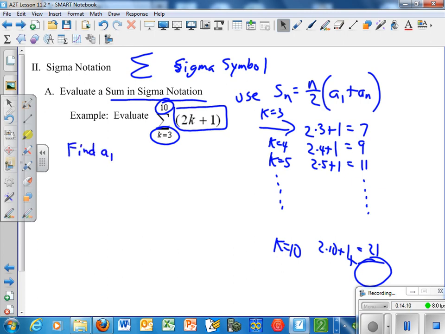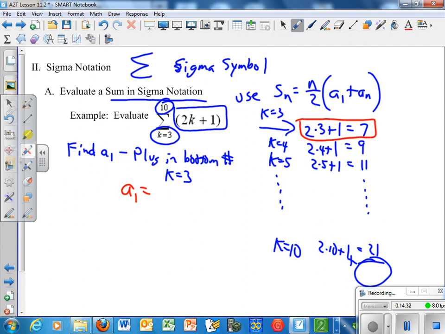Find A1, which is the first term. To do that, you plug in the bottom number, meaning the bottom number in this case is 3. So if I was going to find A1, and I already really did that right here, I put in the 3 for k. So I have 2 times 3 plus 1, which is 7. There's the first term.